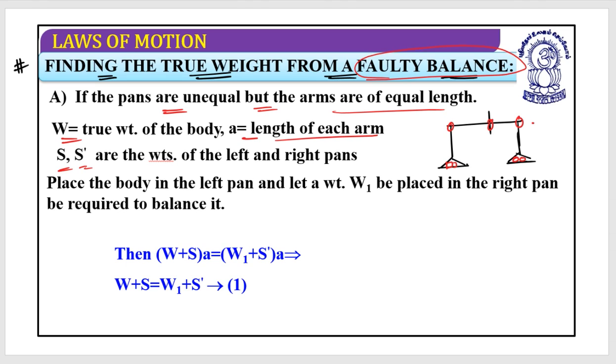So what you are supposed to do is place the body in the left pan, and a weight W1 will be placed in the right pan, required to balance it. If I can balance it, I can write it like this: W plus S into A should be equal to W1 plus S dash into A. Because the arms are of equal length, this A and this A go away. So W plus S is equal to W1 plus S dash.